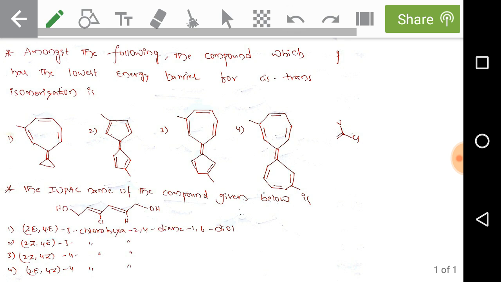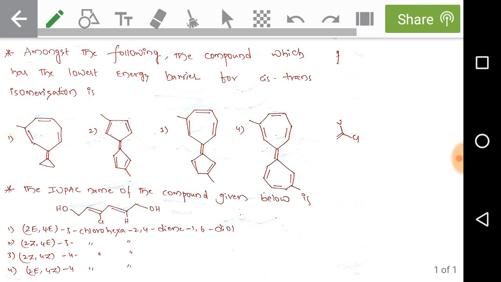Okay, so when you give that, chlorine gets third position. And this double bond, at the second carbon we have a double bond. At the fourth carbon we have a double bond. So here we need to give 3-chloro-hexa-2,4-diene-1,6-diol.